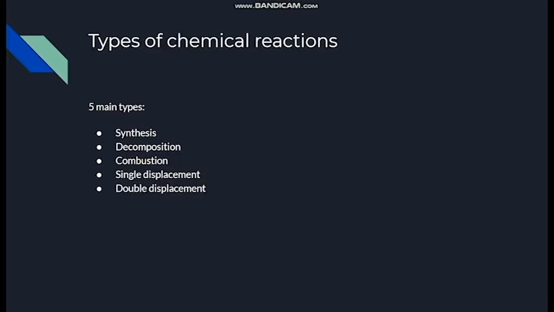All right. Now, the types of chemical reactions. There are 5 main types of chemical reactions that we'll be looking over. We've got synthesis, decomposition, combustion, single displacement, and double displacement.